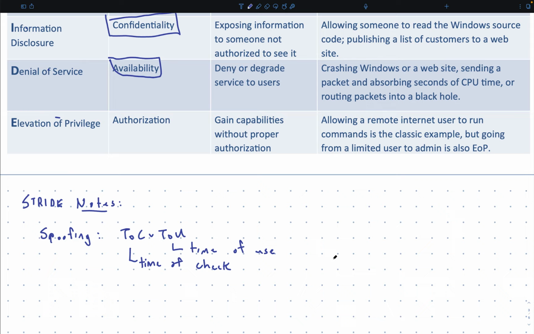Basically, in terms of security, you're often checking things. Spoofing is like you're checking the identity. Is this the right person? Are they who they say they are? Do they have the credentials or the privileges to do the tasks that they want to do? And if the answer is yes, then you let them use the system. But the vulnerability is, how do you know that the same person that's going to use the system is the same person that you just checked?